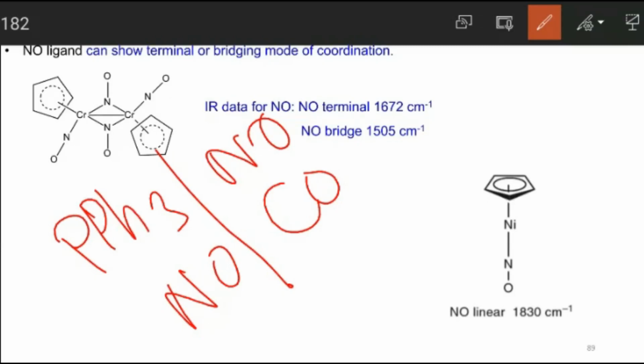The strong pi accepting ligand will direct the opposite ligand to go out. If linear nitrosyl and carbon monoxide are present, the nitrosyl will ask the carbon monoxide to go out and allow the space for the incoming ligand to come and occupy.